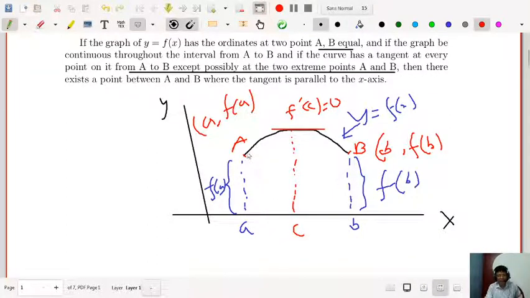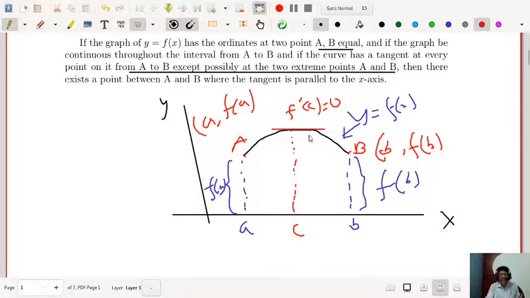Within A and B the function y equal to f(x) is continuous in the closed interval [a, b], and within the open interval (a, b), the function f(x) is differentiable. That means we can draw tangents at any point between A and B, and f(a) is equal to f(b), that is the ordinates are equal at A and B.